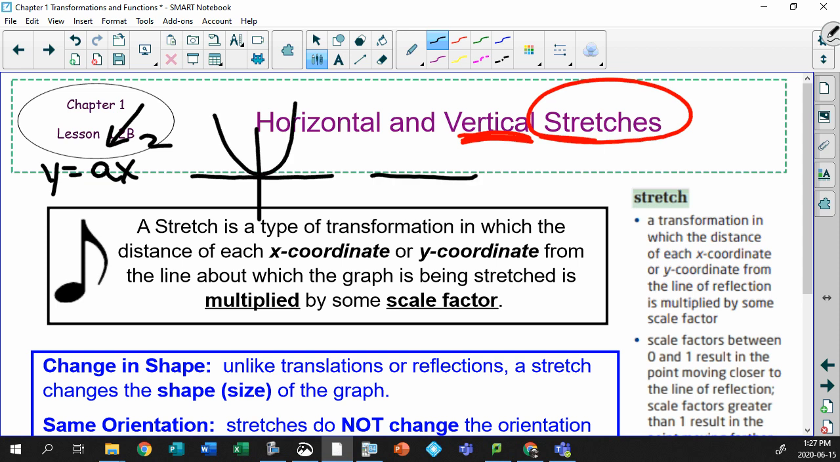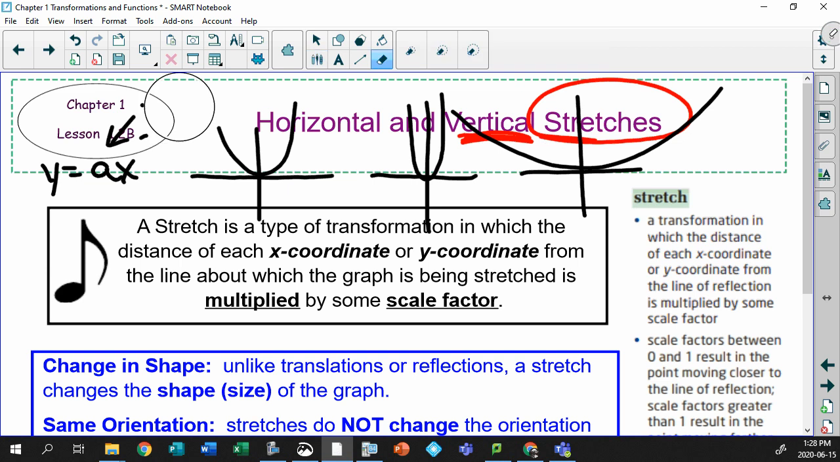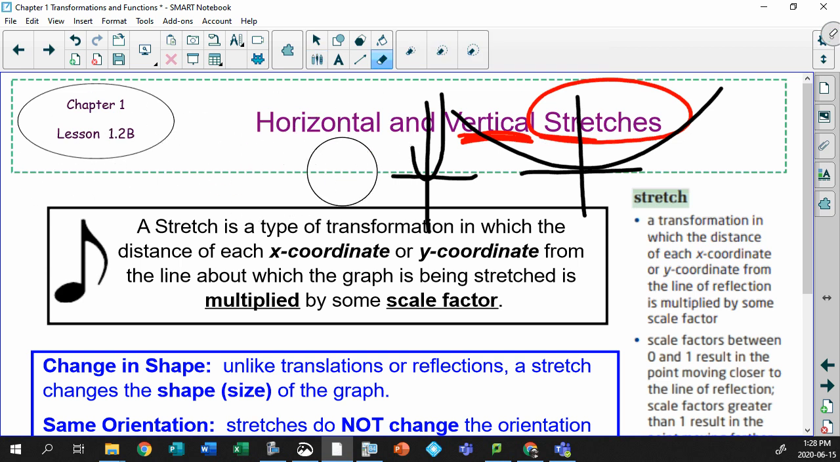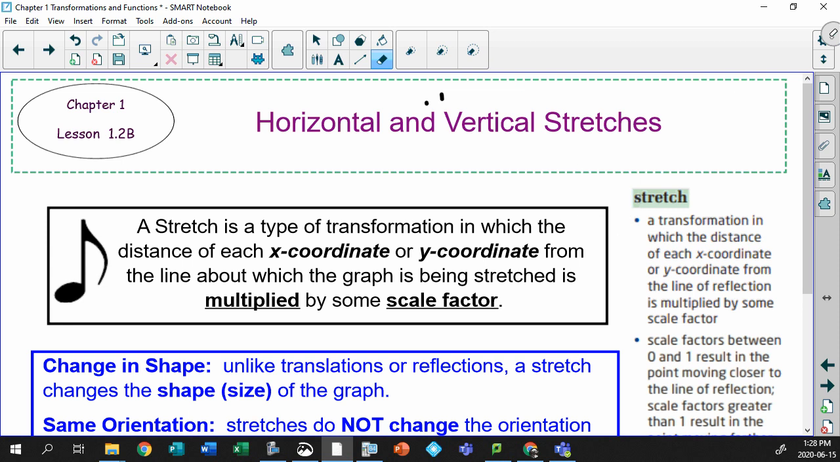And then if the a was a big number, it ended up making it narrow, or if the a was some sort of fraction or very, very small decimal, it made it wide. Well, actually what you're doing is you're stretching it. How do I know I'm stretching it? Well, that's what this whole section is all about. Let me show you how this works really quickly, and you'll see what I mean.